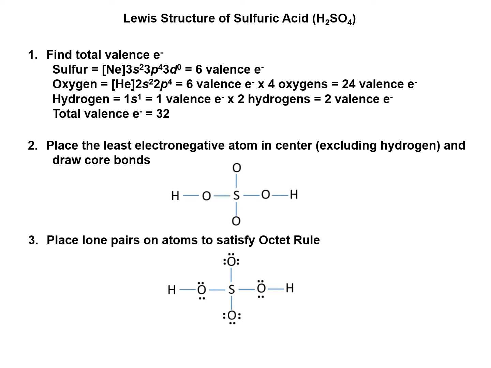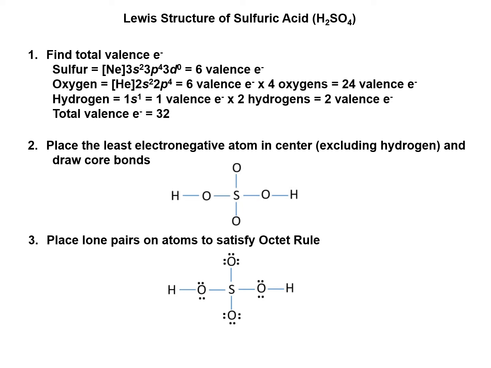So the Lewis structure of sulfuric acid. First, we find the total number of valence electrons. Sulfur's electronic configuration is neon bracket 3s2, 3p4, 3d0. So it has 6 valence electrons. Oxygen is helium bracket 2s2, 2p4, which is 6 valence electrons. Since there are 4 oxygens in sulfuric acid's molecular formula, we times this by 4 to get 24 valence electrons. Hydrogen is 1s1. There's 1 valence electron times 2 hydrogens equals 2 valence electrons. The total number of valence electrons in sulfuric acid is 32.